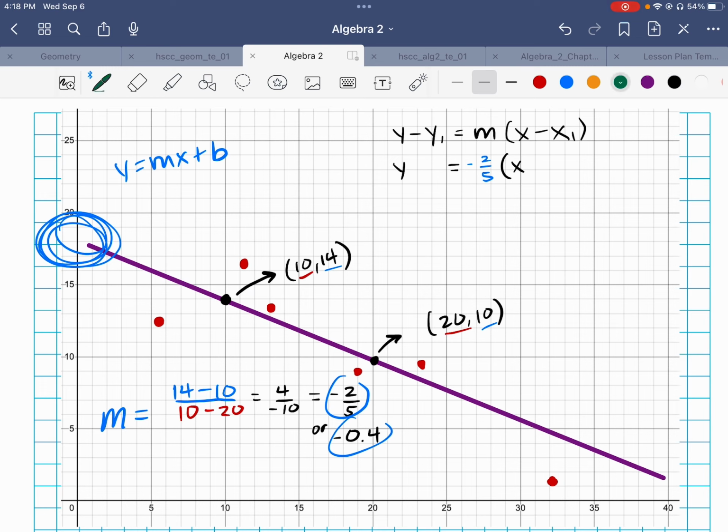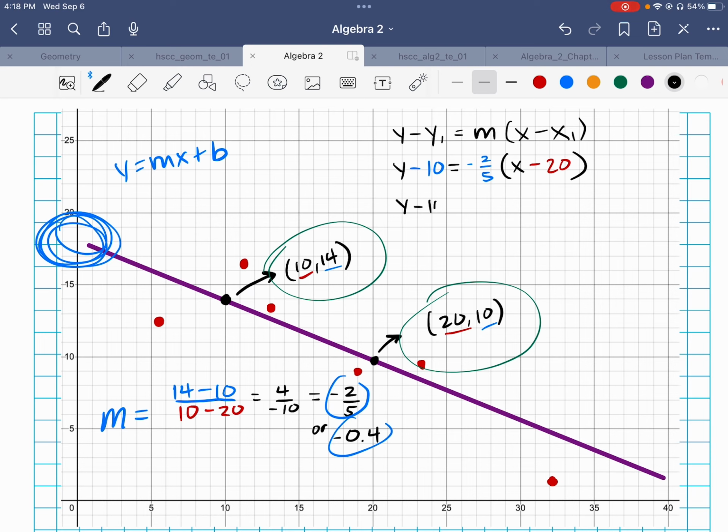I need to pick. Am I picking (10, 14) or (20, 10)? I'm a big fan of (20, 10), so I'm going to pick that one there because they're both divisible by 5. Kind of a nice quality of those numbers. So I'm going to take the 10 and subtract it from the y, and then I'm going to take the 20 and subtract it from the x. And this is the equation of that purple line. But we're going to simplify it to make it look pretty.